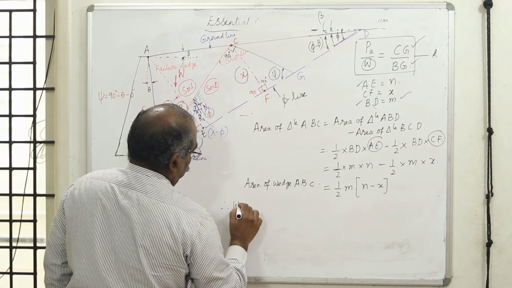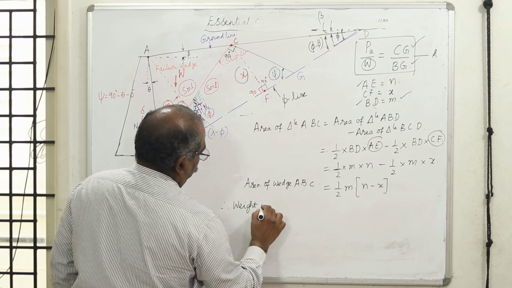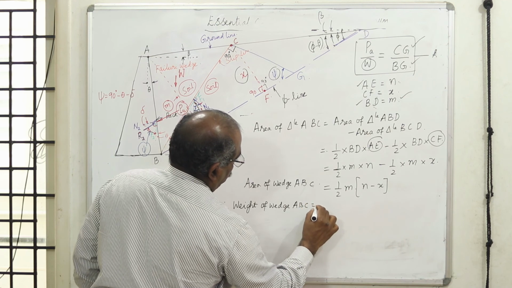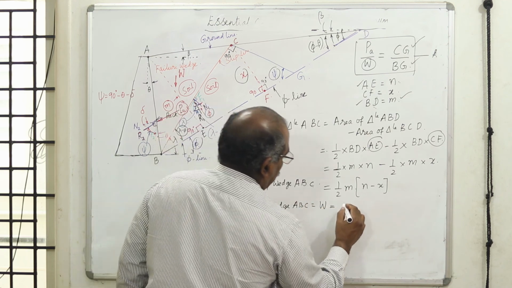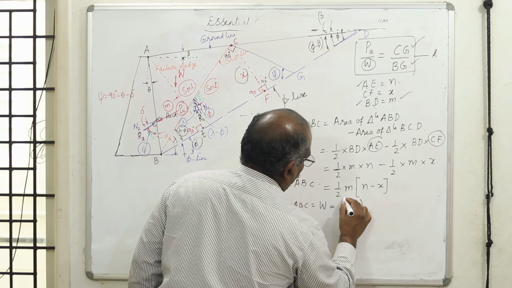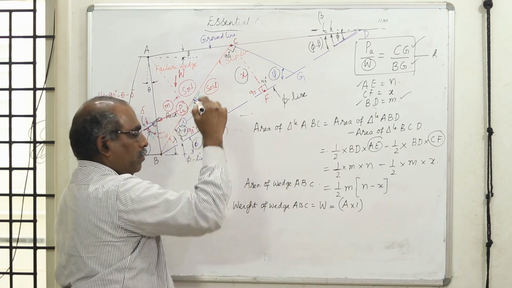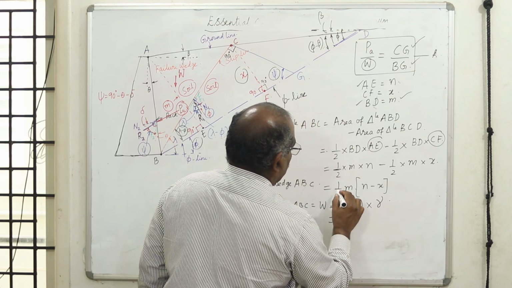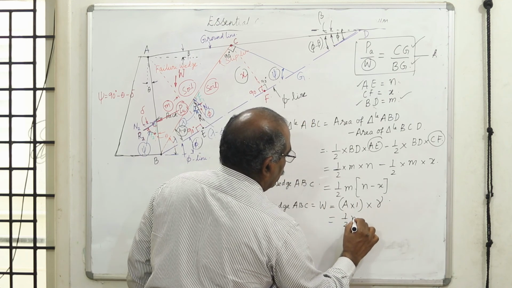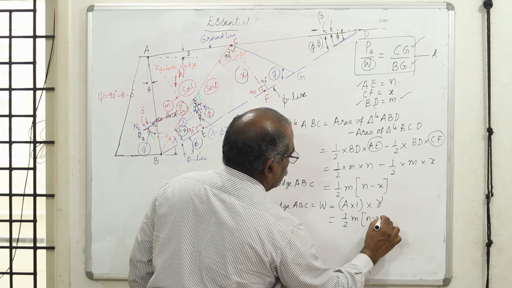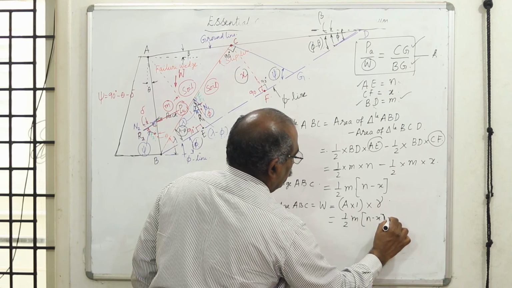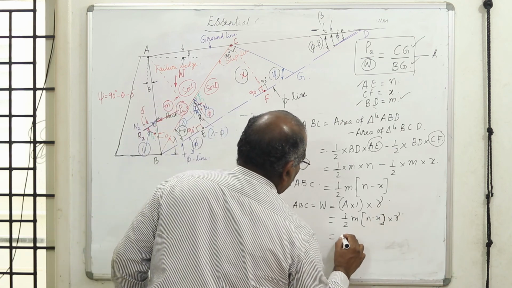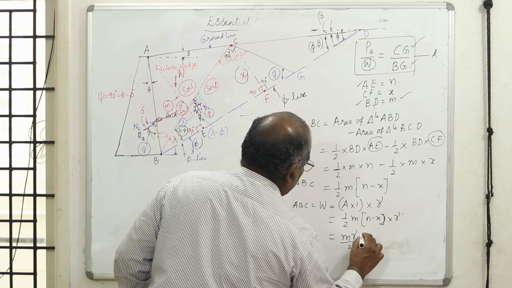Therefore, weight of wedge ABC is equal to W, equal to that area into 1 gives the volume. I am taking 1 meter perpendicular to the board into the unit weight of the backfill material. Now what is the area? Half into m into (n minus x) is the area, sorry, therefore it becomes m gamma by 2 into (n minus x).